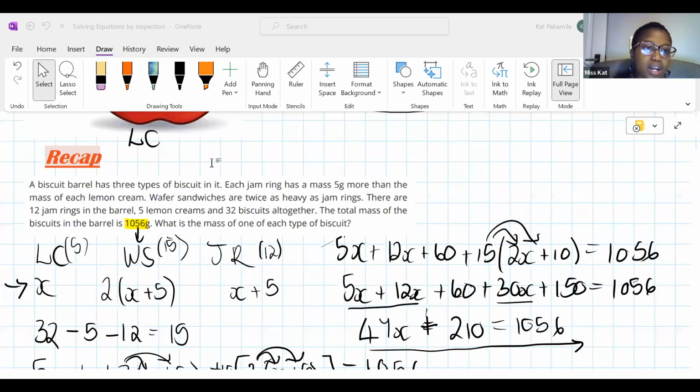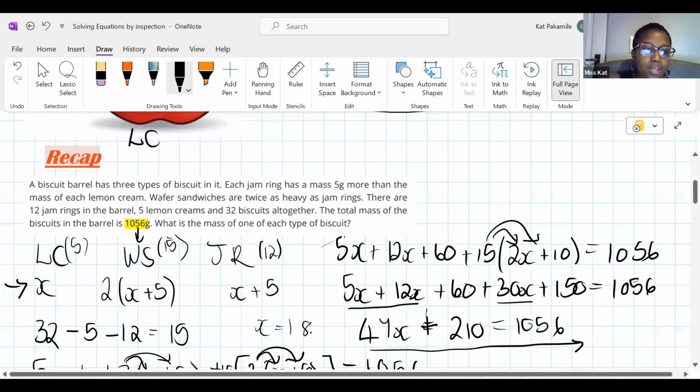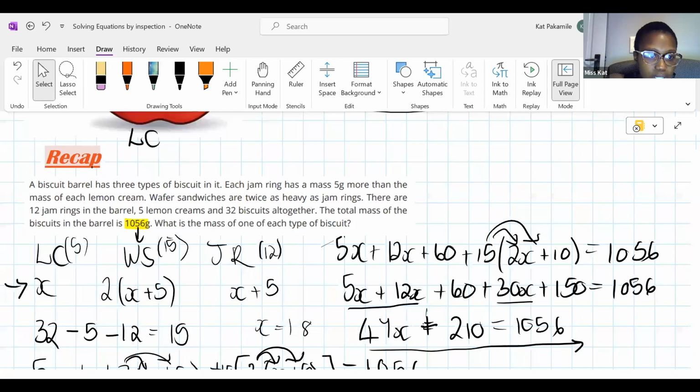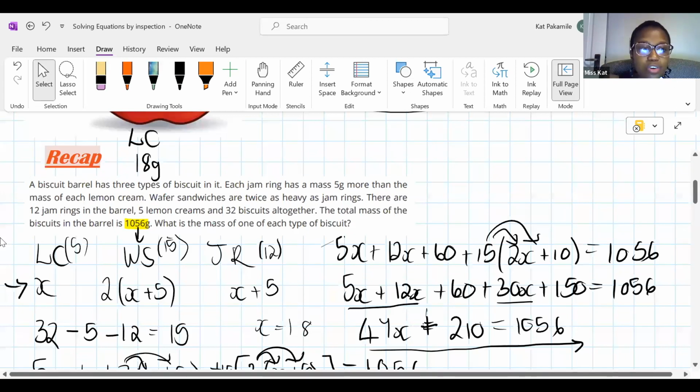Guys, we just figured out x, right? We said x is 18. And lemon creams were x. So if lemon creams were x, then what's the weight of the lemon creams, guys? The mass, excuse me. What's the mass of it? Thank you, Yamkela. It has to be 18 grams, guys. If x is 18 and lemon cream had a mass of x, one lemon cream will be 18 grams.